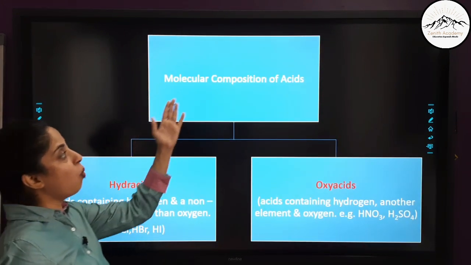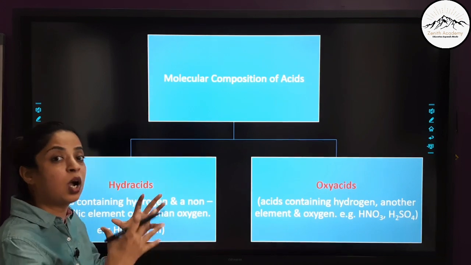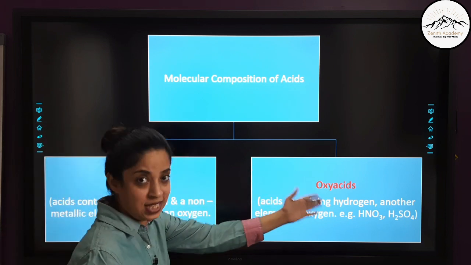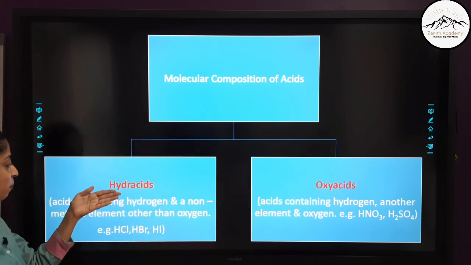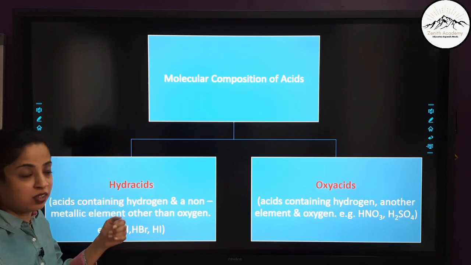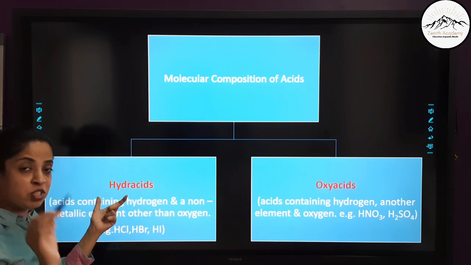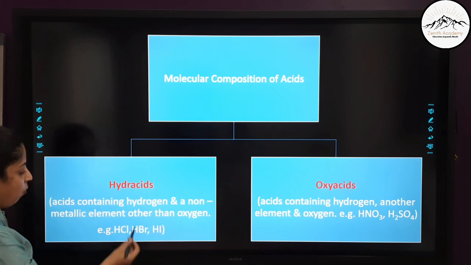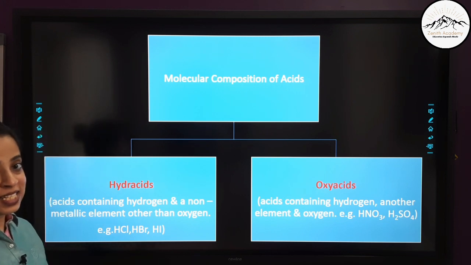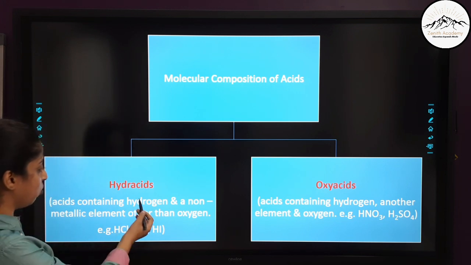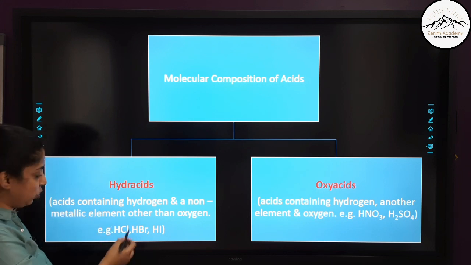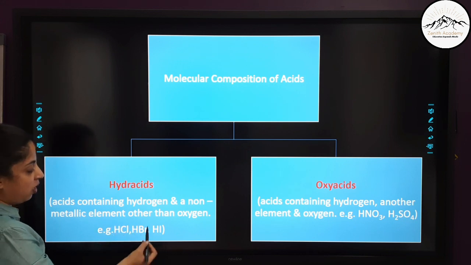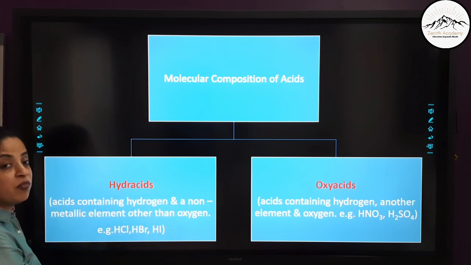Now on the basis of molecular composition of acid, that is, what is the composition of the acid, it is divided into hydra acids and oxy acids. Hydra acid means the acids which contain hydrogen. The name hydra suggests that those acids have hydrogen and a non-metallic element other than oxygen. For example, HCl contains H, that is hydrogen, and a non-metallic element, that is chlorine, and it should not be oxygen. So HCl, HBr and HI are examples of hydra acids.